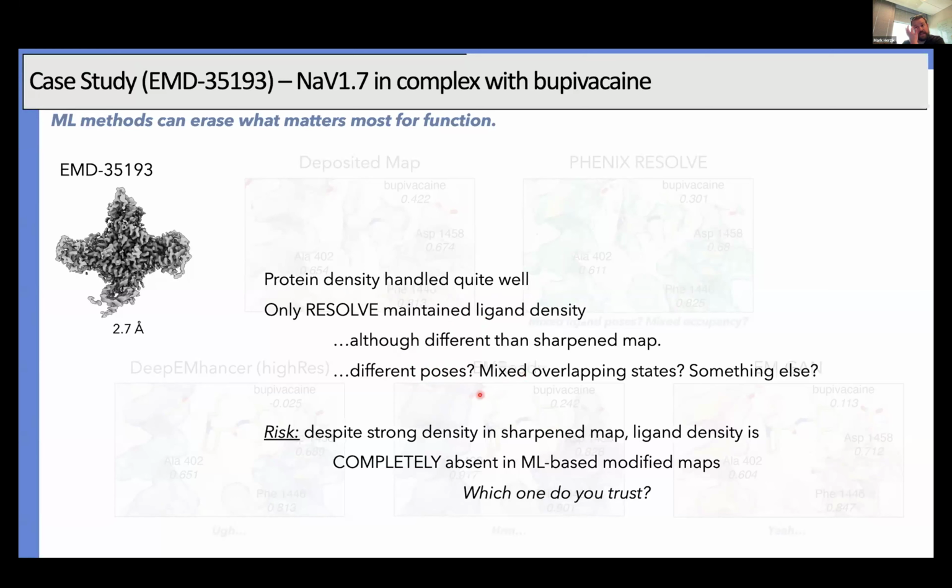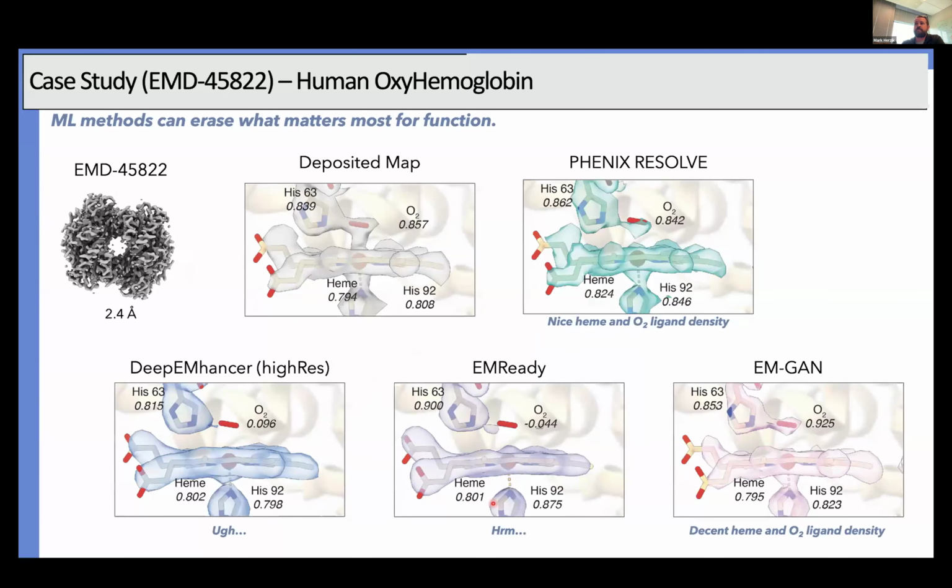And so, despite improvements in the protein itself, the ligand density is completely gone in these MO-based maps. And so, again, which one of these do you trust, right? Of the 5 maps I present here, which one do you actually trust? And I'll leave you to take that into consideration later on.